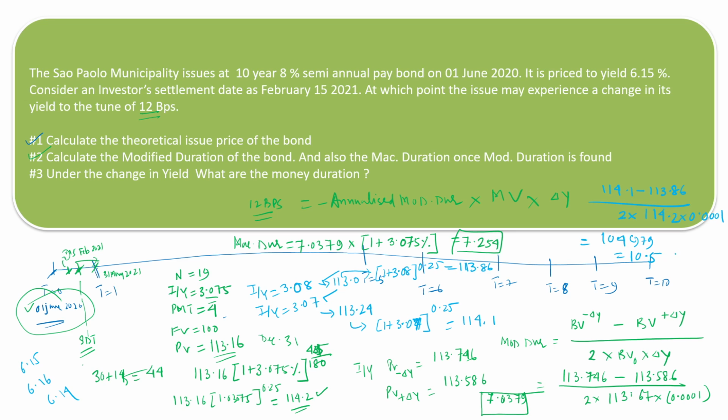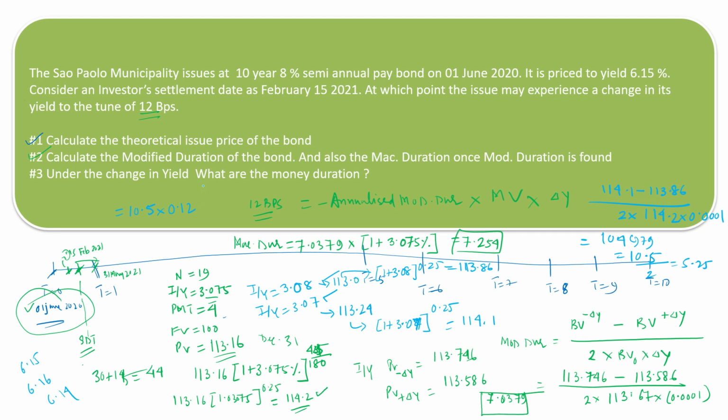Because it's a semi-annual period, all that we do is divide this modified duration, because this is annualized, by 2, so this becomes 5.25. So in this case, with the 12 basis point change in the yield, the percentage change that it is going to suffer is close to 10.5 into 12 basis point, which in percentage terms is 0.12.